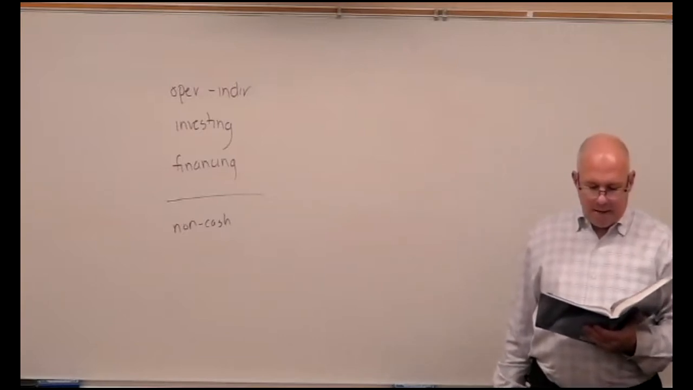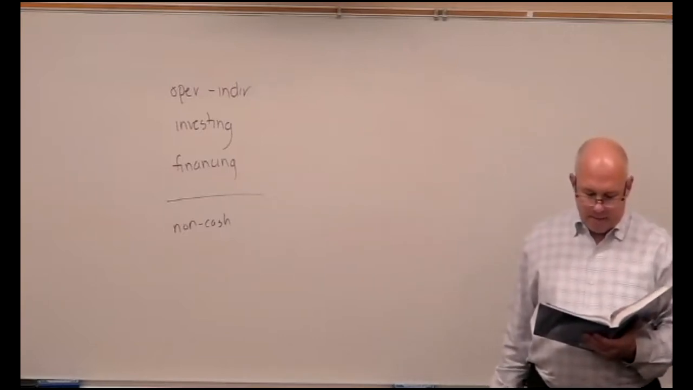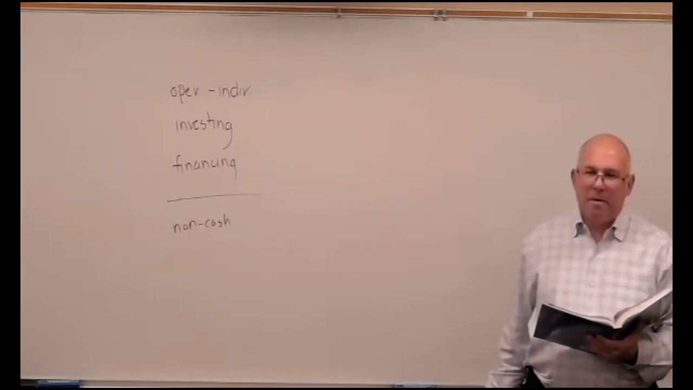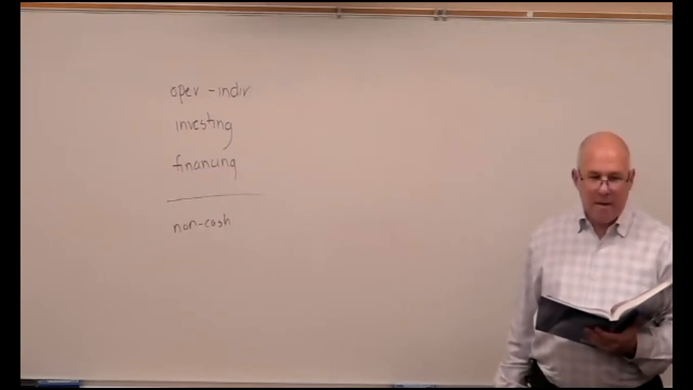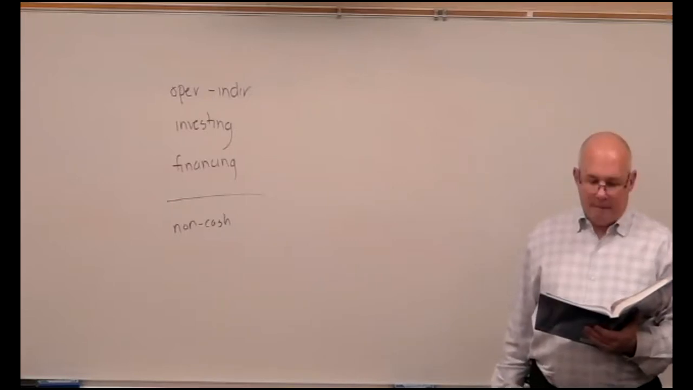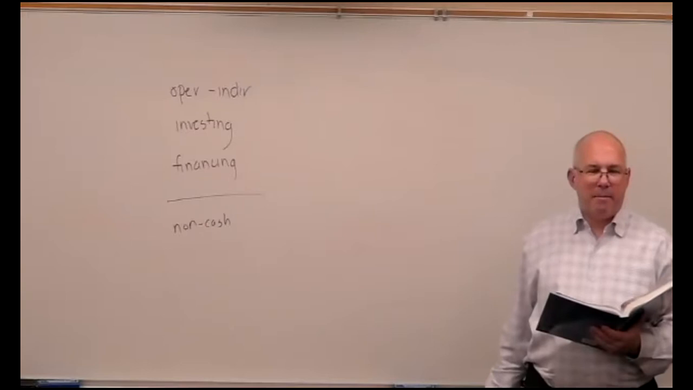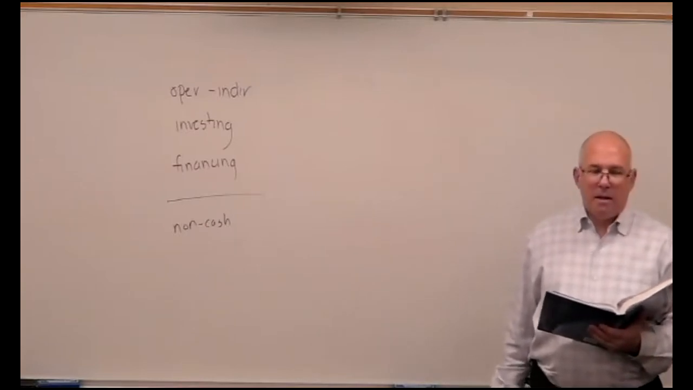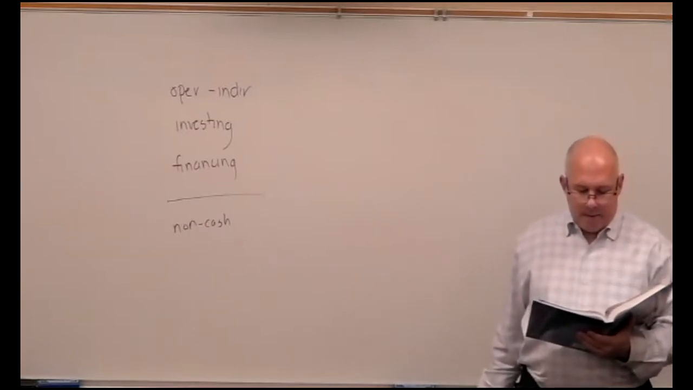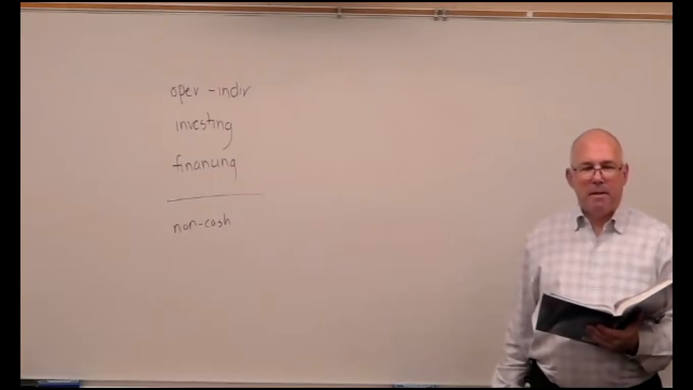Pays a $20,000 account payable. Operating, and what would we say? Cash used to pay vendors or cash used to decrease liability? Technically, no, because it's the indirect method. So what's it called? Decrease in accounts payable. Okay.